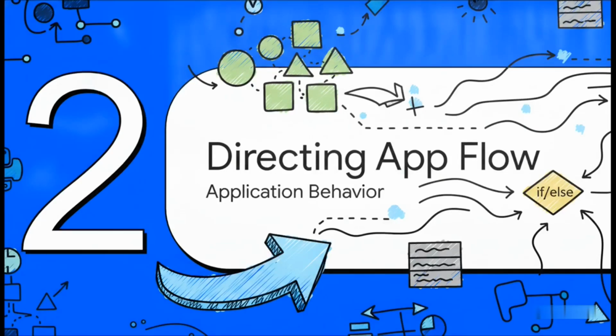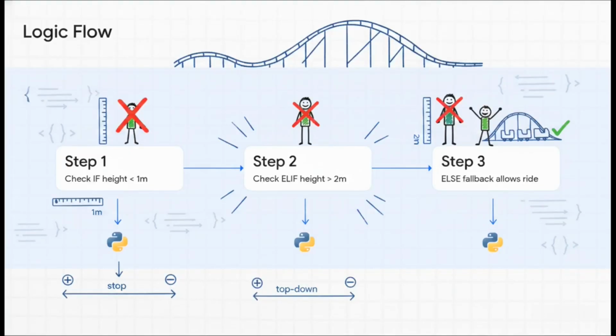Section 2. Directing the app's flow. Now that we have our data toolkit securely in hand, let's control how our application behaves dynamically using conditional logic. Think about the logic flow for a roller coaster app. Step 1, check if the user's height is under a meter. If so, reject. Step 2, check if their height is over 2 meters. Again, reject. Finally, our else fallback simply lets them on the ride.